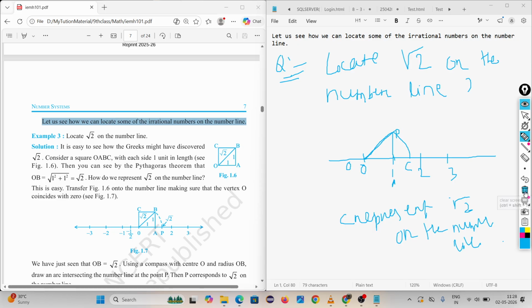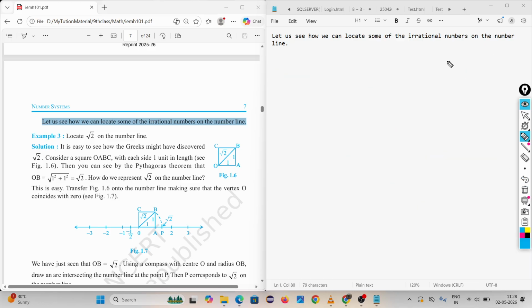Remember only one thing. Nothing changes, but the concept is always: before doing the question, look at what is given, which number you are locating on the number line. This time root 3. Perpendicular is always the same, 1 centimeter. Only you have to change the base. So perpendicular is 1 centimeter and hypotenuse should be root 3 centimeter. Then base should be how much? Root 2.